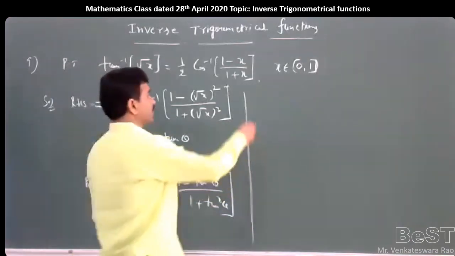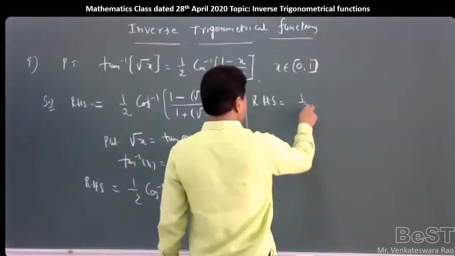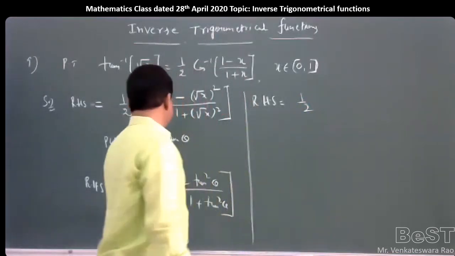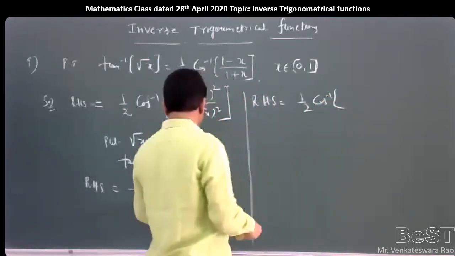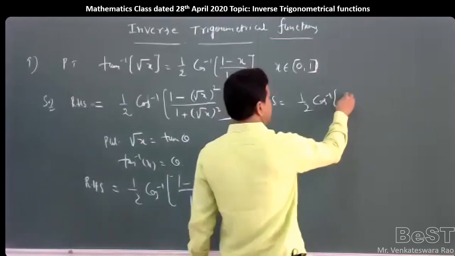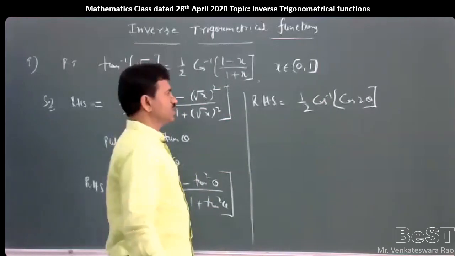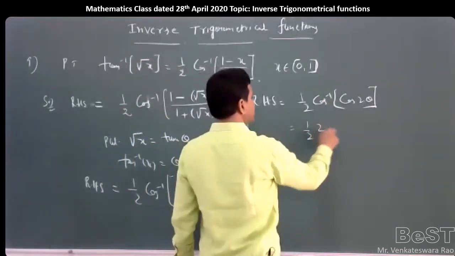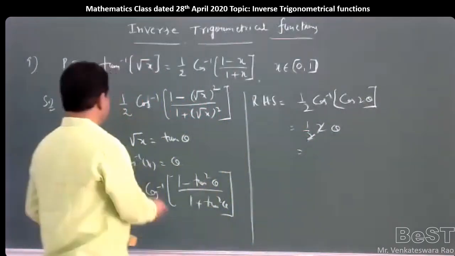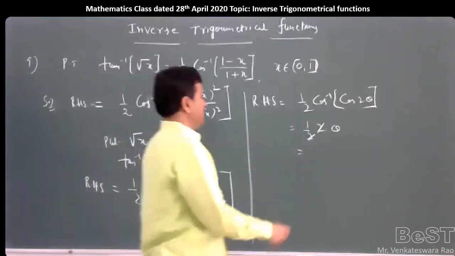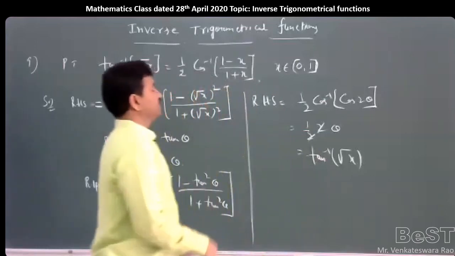So RHS is equal to 1 by 2 cos inverse of (1 minus tan square theta) by (1 plus tan square theta), that is cos 2 theta. Cos inverse of cos 2 theta. So this is 1 by 2 into 2 theta. 2 cancel. What is the theta value? Just write that one: tan inverse of root x. Theta value is tan inverse of root x. That only we have to prove.